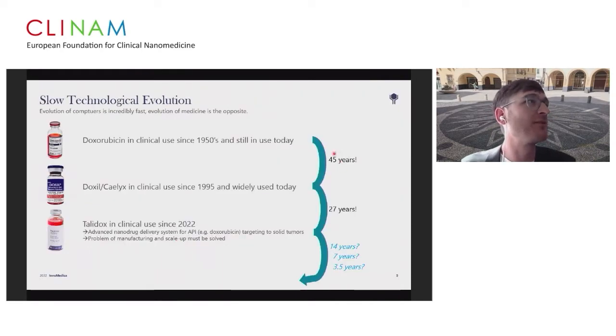So in brief, there were 45 years from the development of clinical doxorubicin, so adriblastine, to Doxil. And then again, it was like 27 years to come up for us with Talidox. And I hope, at least, there is a reduction in the time span required to come up with new nano formulas. And I hope that we can definitely shorten that period again to maybe 14, 7 or 3.5 years soon thereafter, by having vertical integration.